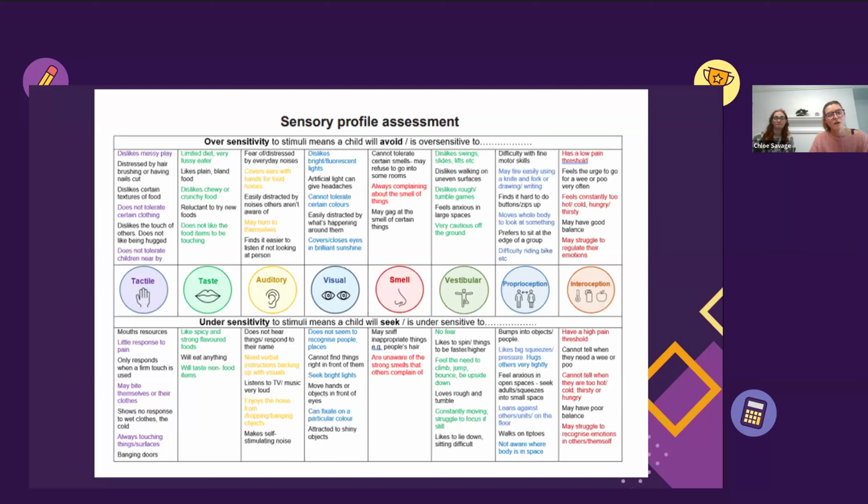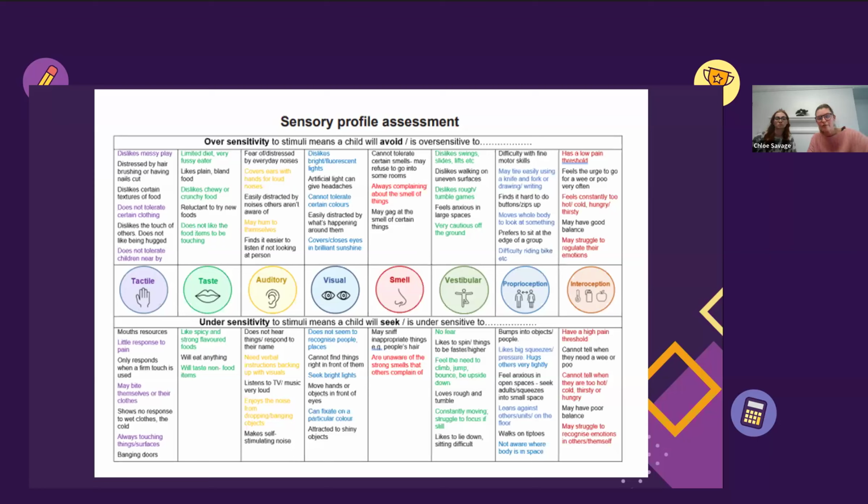So let's say that you notice a student seems to have differences with their hearing or their auditory. You can go to the box that says auditory, and you can use this as a bit of a gauge to assess whether that is a problem for them and how it might be presenting. So for example, are they distressed by everyday noises? Are they covering their ears a lot? Are they easily distracted by noises that they aren't aware of? Do they hum to themselves? So there's some examples, and it just gives you a gauge of signs to look out for in individual students who may seem to be struggling with a sense.